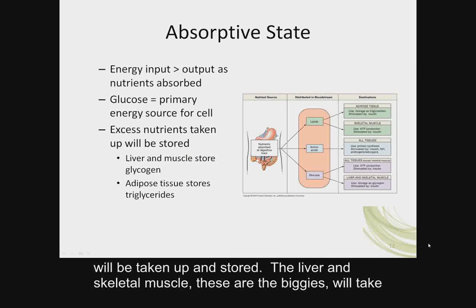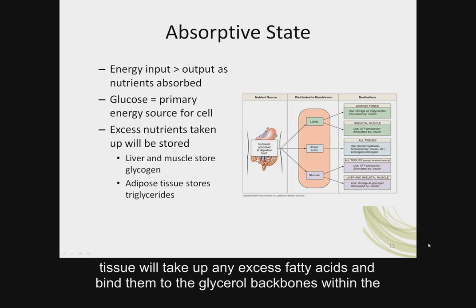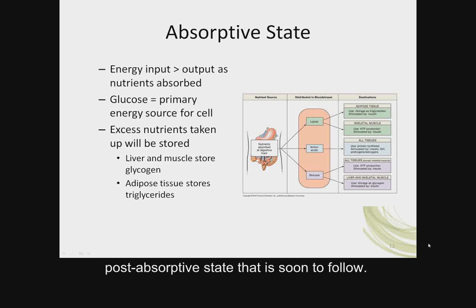The liver and skeletal muscle, these are the biggies, will take up any excessive glucose and convert it into the polymer known as glycogen. The adipose tissue will take up any excess fatty acids and bind them to the glycerol backbones within the cell to store them as triglycerides. All of this is a preemptive strike to the post-absorptive state that is soon to follow.